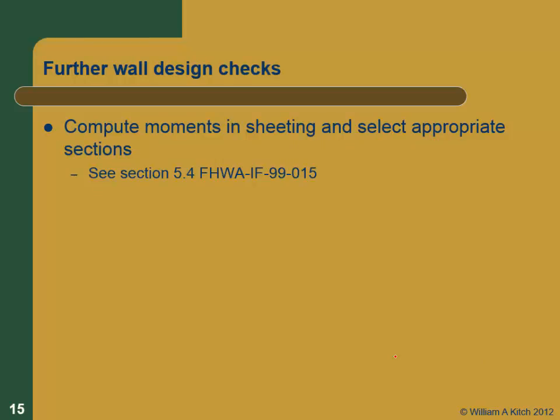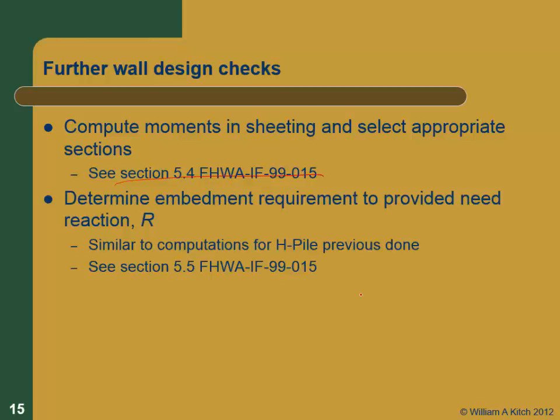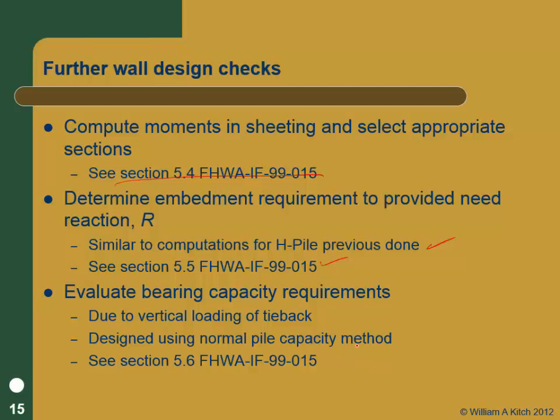All right, so once we've got that done, we've got our apparent earth pressure diagrams. Now we can compute the moments in the sheeting, and we can pick an appropriate section. This section of the manual shows you how to do that. We need to determine the embedment depth required by our facing system, whether they're H piles or whatever it is. The first thing we're going to do is make sure that we have enough lateral embedment so that we don't have any toe kick out. That procedure is essentially the same as we did for H piles, and that's shown in this section of the manual. But we also now have to check the vertical bearing capacities, particularly if you have steep anchors, because you can put a significant vertical load on your anchor.